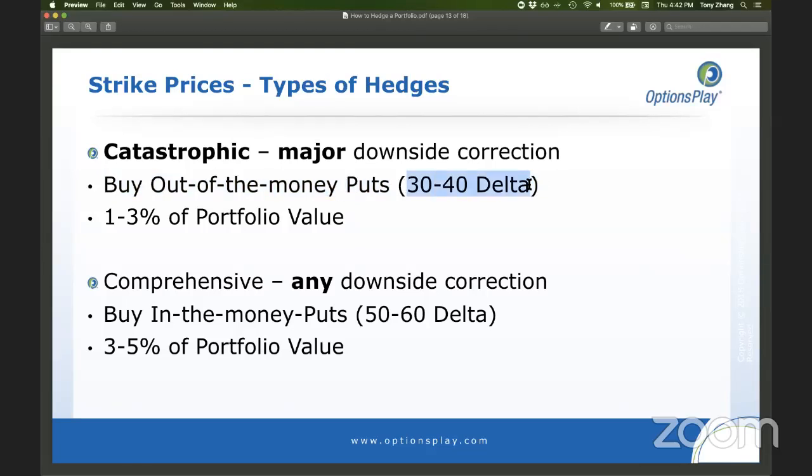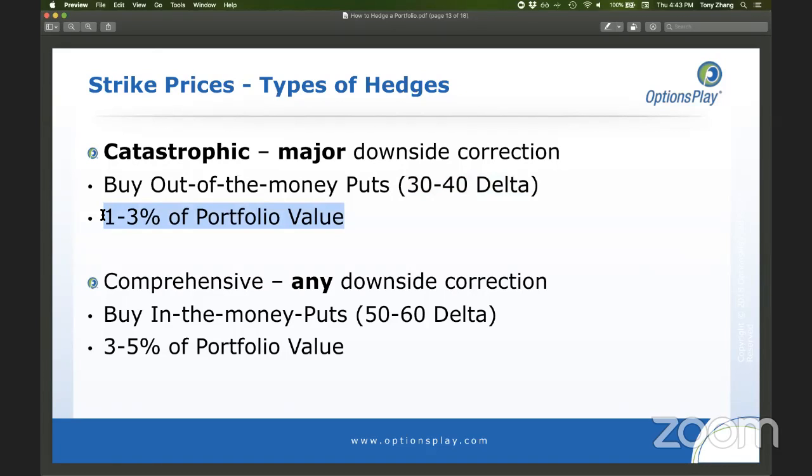And for a few month hedge, a three-month hedge, this will usually cost you between 1 to 3% of the underlying portfolio's value. So if you have a $1 million portfolio, buying a 3-month put option will usually cost you anywhere between $10,000 and $30,000, depending on when you're buying this protection.